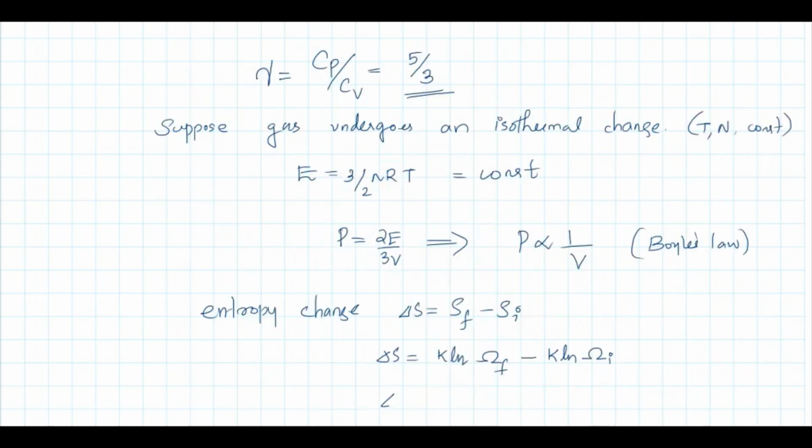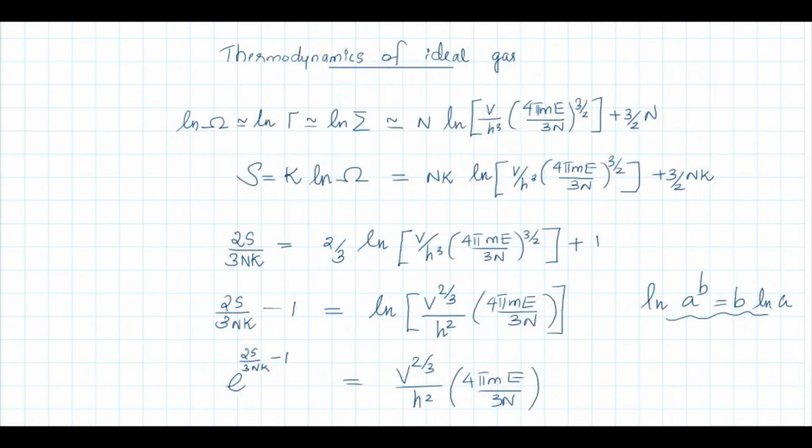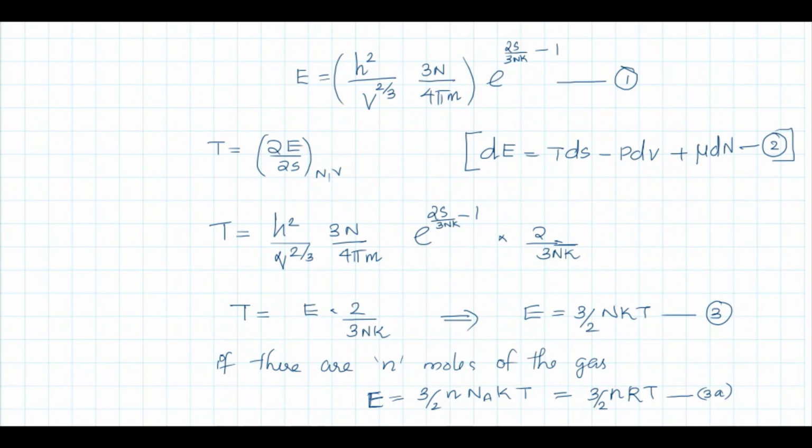I can write delta S as k log omega_F by omega_I. For N molecules, it will be nk log omega_F by omega_I, and it is nothing but nk log V_F by V_I, because when you write omega_F and omega_I, all other quantities are constant except V. Energy and number of particles are constant, so when you divide, you simply get V_F by V_I. So the change in entropy for an isothermal process is nk log V_F by V_I.